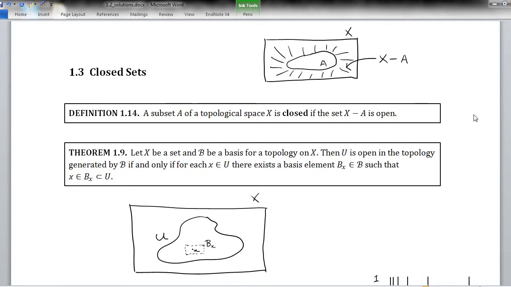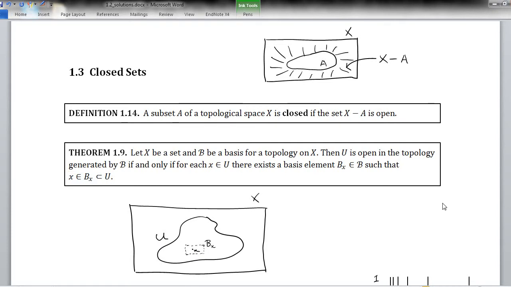All right, we also have Theorem 1.9. Let X be a set and B a basis for a topology on X. Then a subset U of X is open in the topology generated by the basis B, if and only if, for every point x in U, there exists some basis element B sub x, such that B sub x contains the point x and is contained in U.